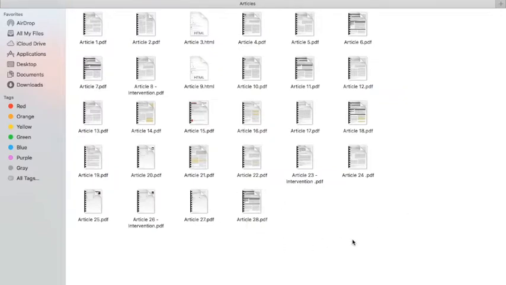Yes, there are 28 articles in total. I usually number my articles for a specific assignment or topic. So usually when you download an article, it's just downloaded or named in a random file name or with the researchers' names. So I usually organize my articles by numbering them as Article 1, Article 2, and so on.